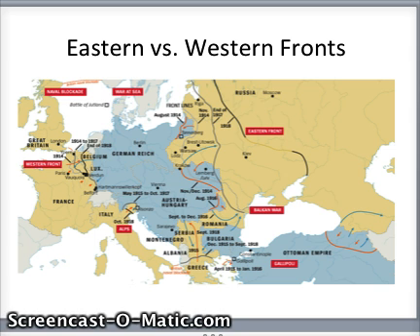Opposing the Central Powers of Germany and Austria-Hungary were the Allies, France, Russia, and Great Britain. Later, about 20 other countries would join the Allies, while Bulgaria and the Ottoman Empire, which is present-day Turkey, would join the Central Powers.